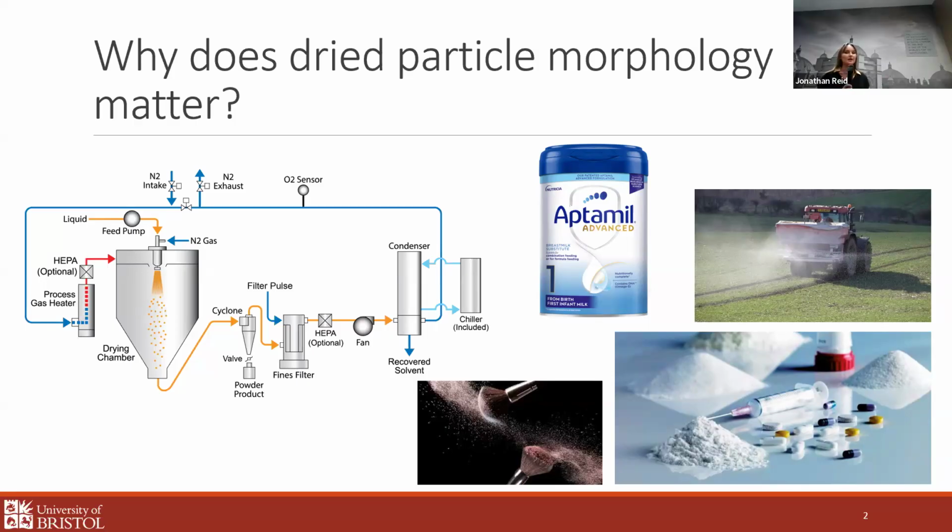To give you an example, in pharmaceuticals, if you were looking to formulate an inhaled drug, you would want the particles to have a high surface area and a low density. So being able to understand what forms those types of morphologies makes it easier to create formulations that will have the morphology that you want.